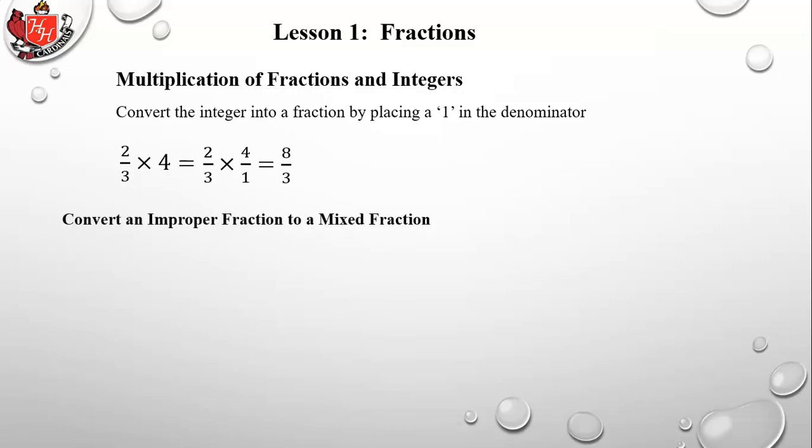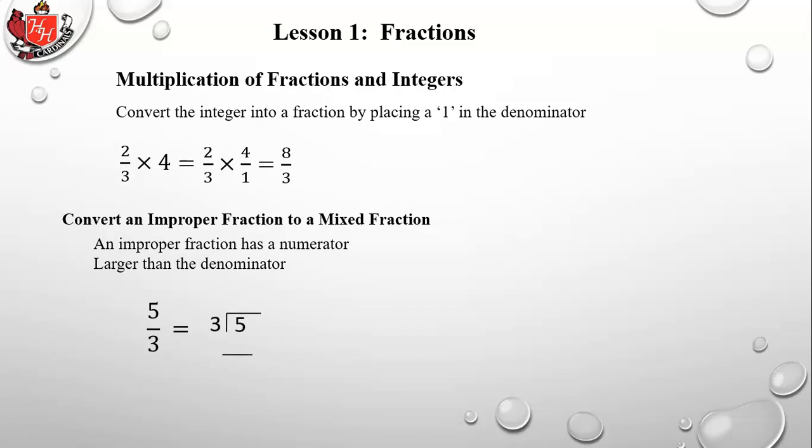So, convert an improper fraction to a mixed fraction. An improper fraction has a numerator larger than the denominator. So 5/3 is an improper fraction. How do you convert that into a mixed fraction? You simply do a division problem, and whatever the remainder is, you place that over the divisor. So let's see how that works. 3 divided into 5 goes one time. 1 times 3 is 3. So now you subtract. 5 minus 3 is 2.